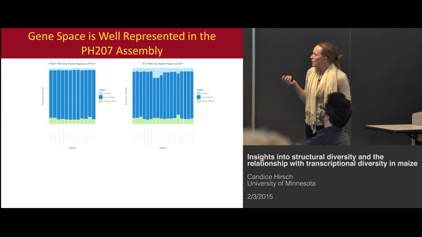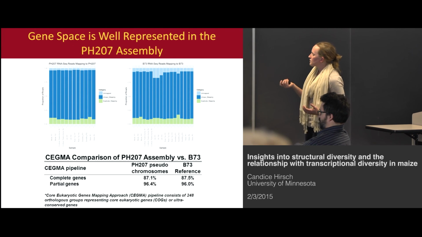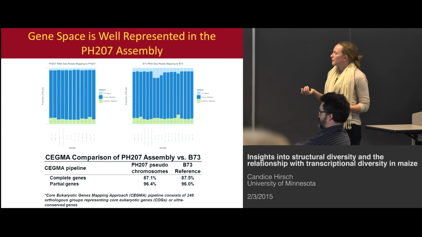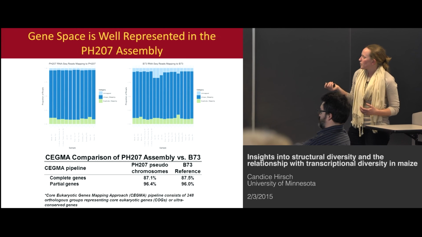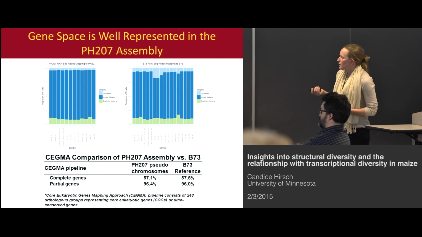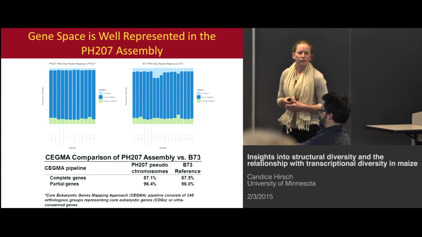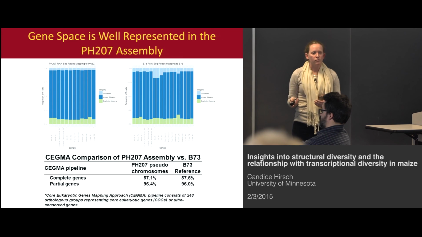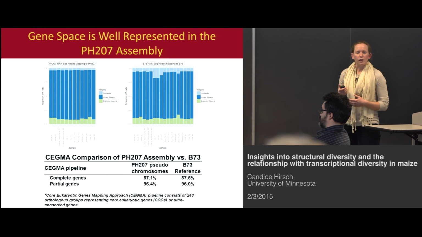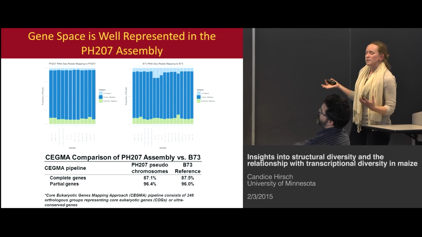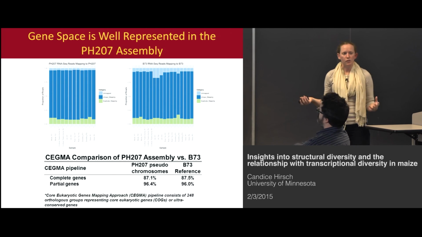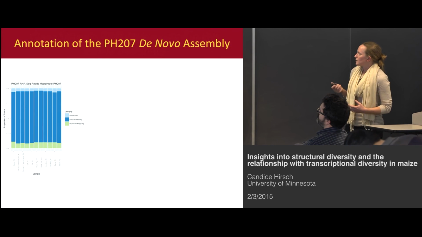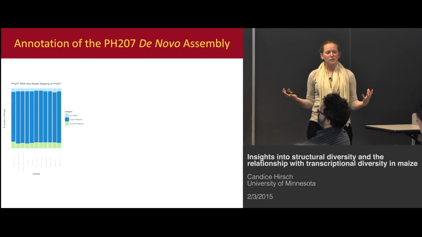And if we look at the core eukaryotic genes and ask what percentage of them are actually present in our assembly, we see that 96% of them have partial matches to our genome, and 87.1% of them have complete matches. If you look at that relative to B73 here, we're right in the same range of what the B73 genome has in terms of presence of these core eukaryotic genes. So this basically tells us that, for what we're interested in, looking at the gene space, we've got a great assembly to work with.